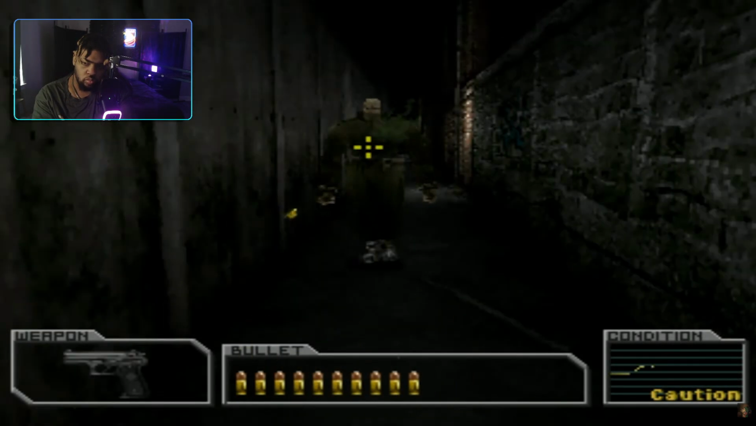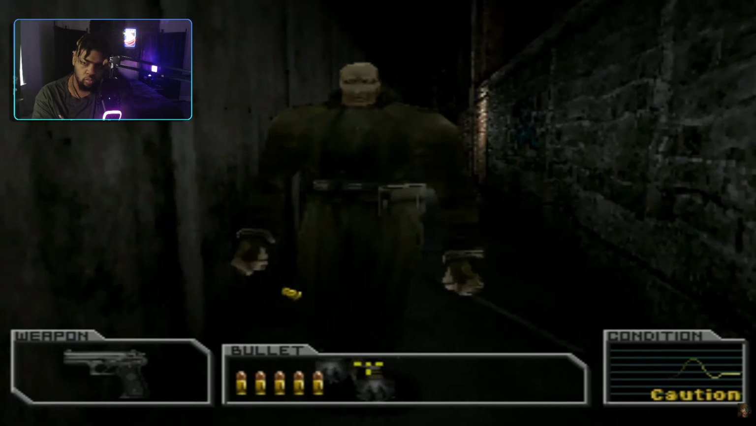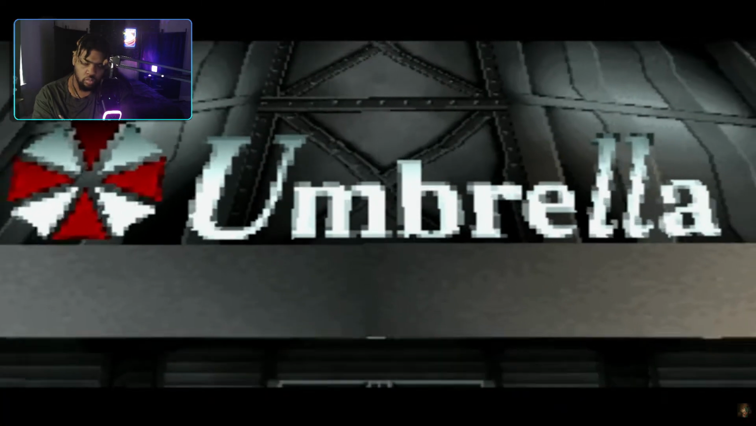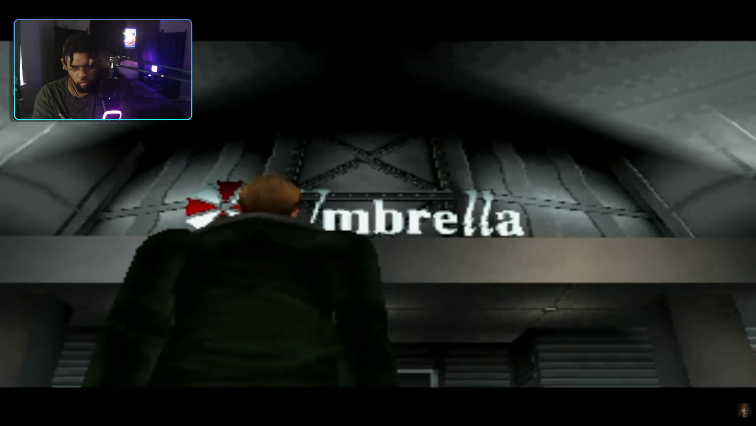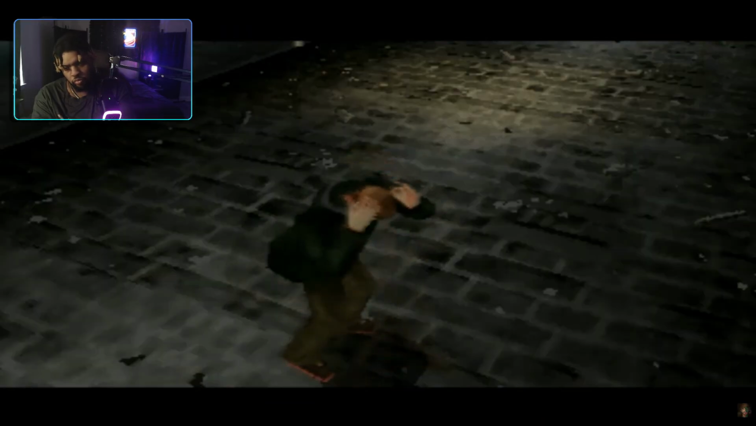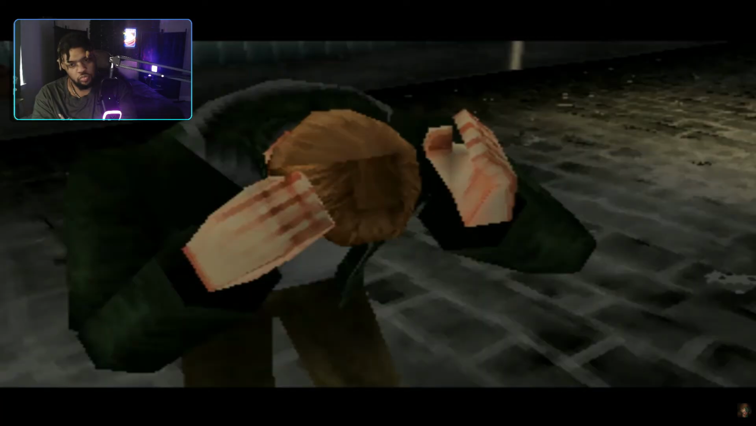Passing through this prison, outside, Vincent comes face to face with a tyrant. Avoiding it or temporarily putting it down, he passes through a bar and comes out the other side in front of the Umbrella office building. Just looking at the building causes Vincent to suffer head pain, as his memories begin to return to him.